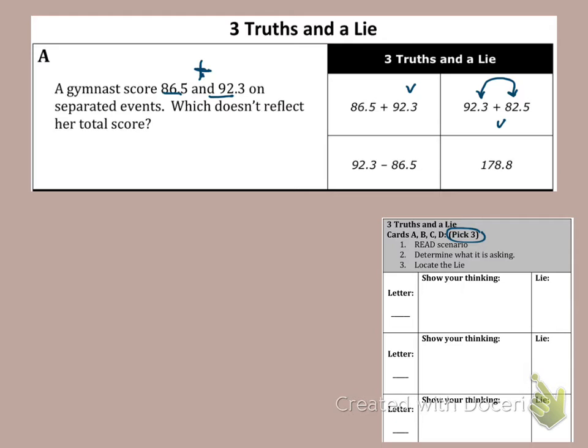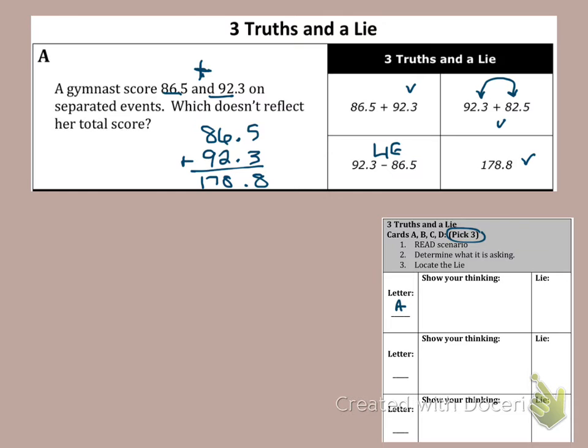And then here, if I were to add 86.5 and 92.3, 5 plus 3 is 8, 6 plus 2 is 8, and 9 plus 8 is 17. So that would give you 17.8. So what is the lie? This one is the lie. So then we would fill out our card and say letter A.